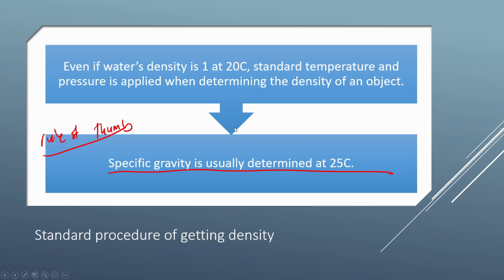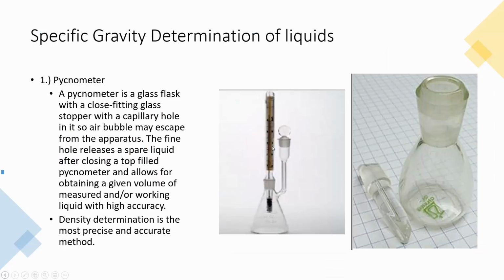So, specific gravity is usually determined at 25 degrees Celsius, but that is not always the case. In terms of alcohol measurement, it's determined at 15.56 degrees Celsius for alcohols. That's the usual way of determining specific gravity of alcohol, or ethanol for that matter. So we have different ways of determining specific gravity of our liquids.